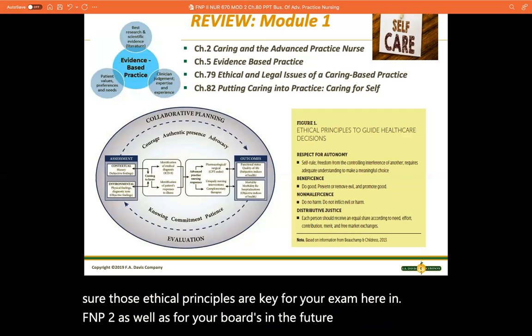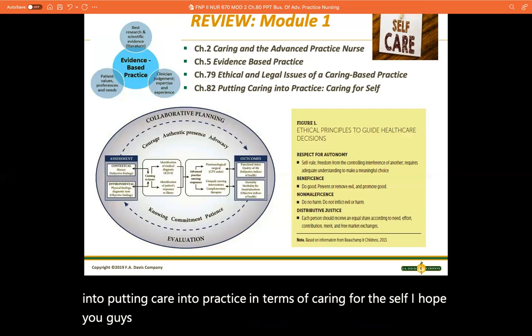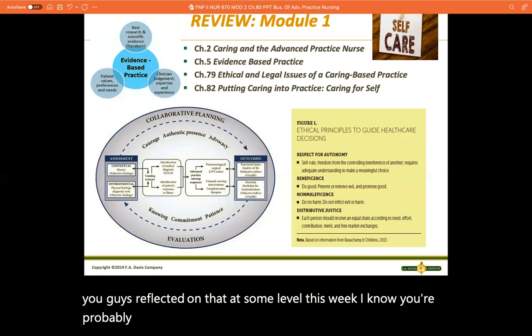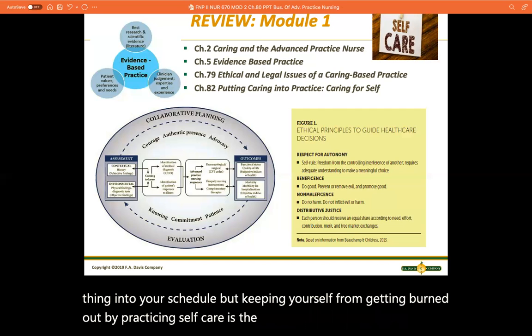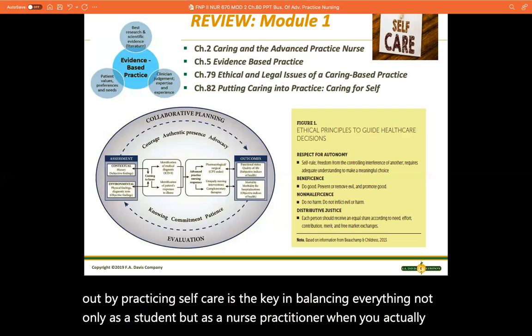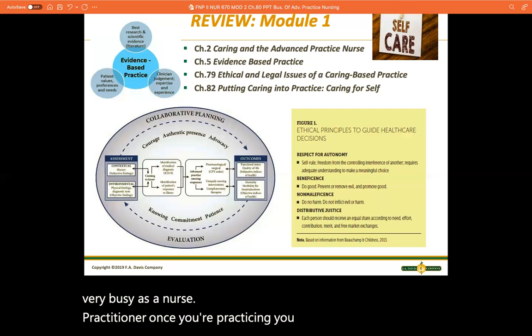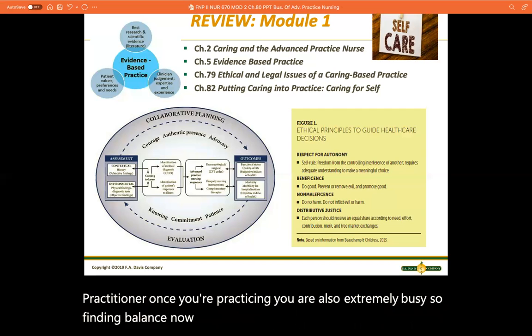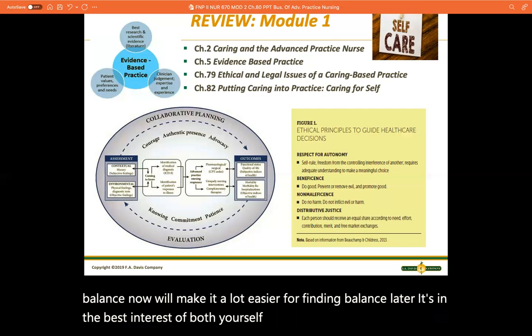Chapter 82, we got into putting care into practice in terms of caring for the self. I hope you guys reflected on that at some level this week. I know you're probably stressed out and can't even imagine adding one more thing into your schedule, but keeping yourself from getting burned out by practicing self-care is the key in balancing everything, not only as a student, but as a nurse practitioner when you actually start practicing. Believe me, as a student, you're very busy. As a nurse practitioner, once you're practicing, you are also extremely busy. So finding balance now will make it a lot easier for finding balance later. It's in the best interest of both yourself and your patients, as well as your colleagues.